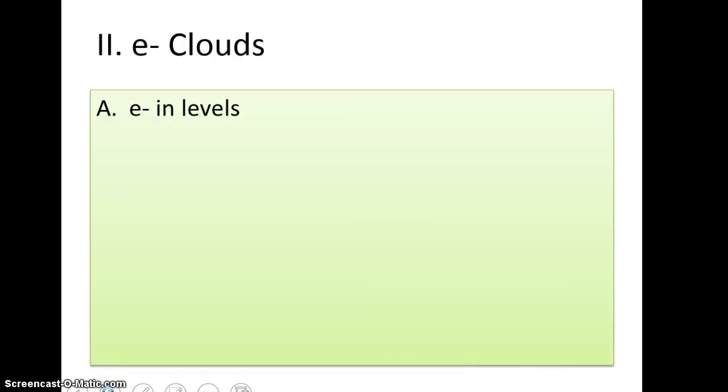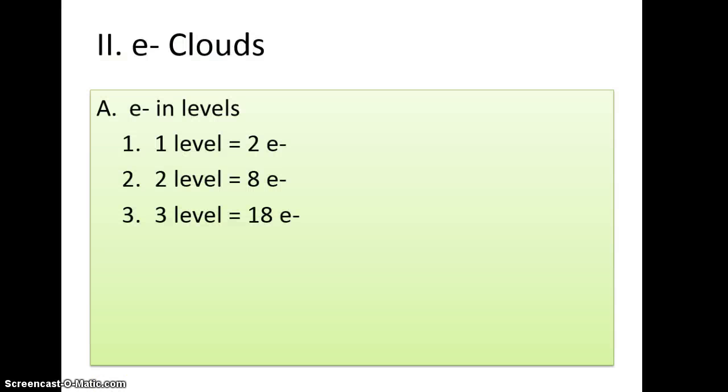So the electron cloud was just where all the electrons are, and then, as I said, the electrons are in levels for Bohr's model. In the first level, it can hold at most 2 electrons. It can have less than 2 electrons, but it can't have more. The second level can hold at most 8 electrons. The third level can hold 18 electrons, and the fourth level can hold at most 32 electrons.